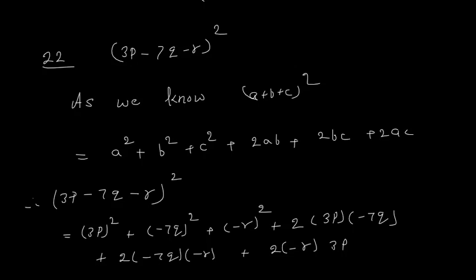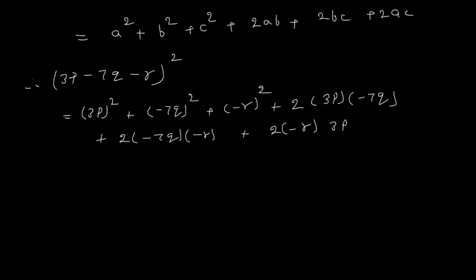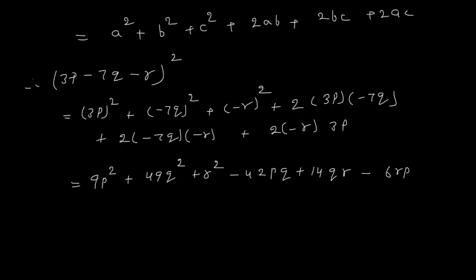So 3 squared is 9, so this is 9p square, plus 7 squared is 49, so this is 49q square, plus r square. Now here 3 sixes, 6 sevens are 42, so this is minus 42pq. Then 7 twos are 14, minus minus plus, so this is plus 14qr, and here it is minus 3 sixes, 6rp or pr. So this is the expansion, and there is one more question.